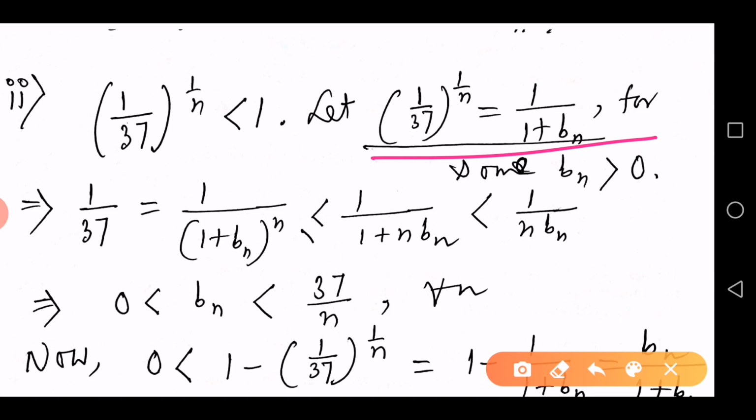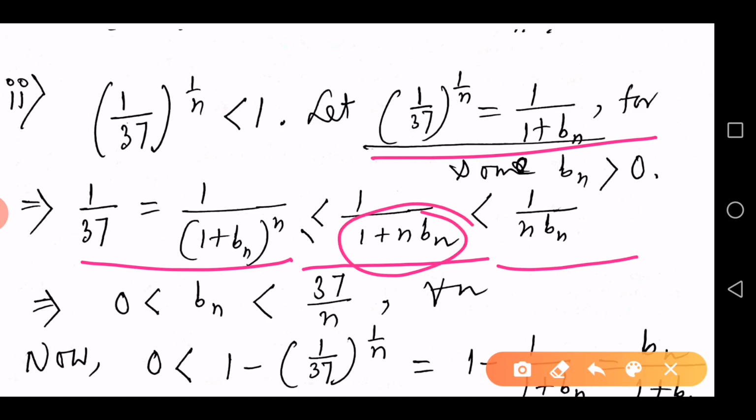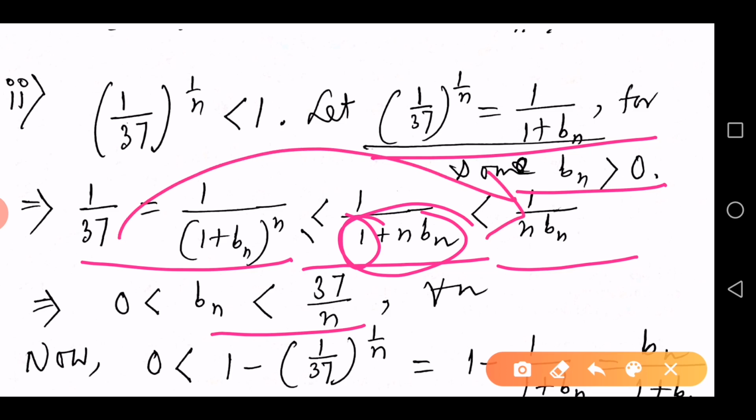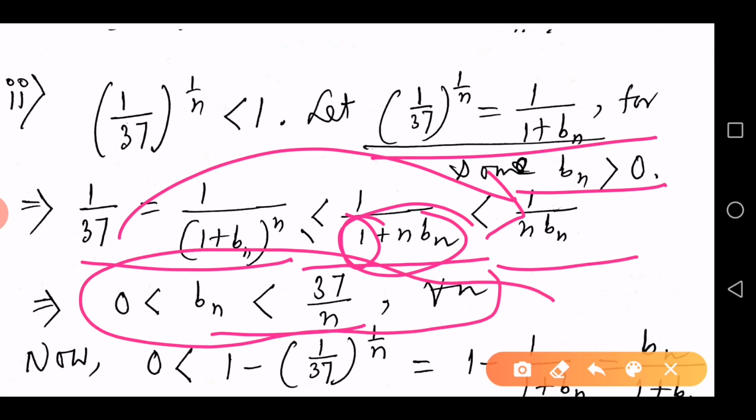Raising to the power n, similarly we have this. Here we are getting that this is less than or equal to 1/(1 + n·bn). We are taking only two terms, and this is again less than 1/(n·bn) because we are ignoring this 1. Therefore, we have 0 less than bn less than 37/n, after moving 37 to this side. So for all n, we are getting the inequality 0 < bn < 37/n.